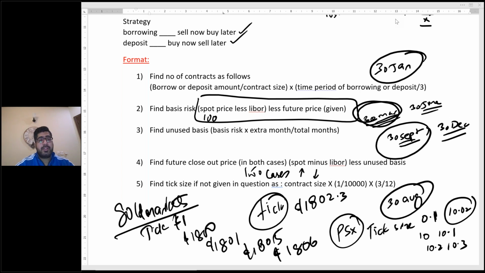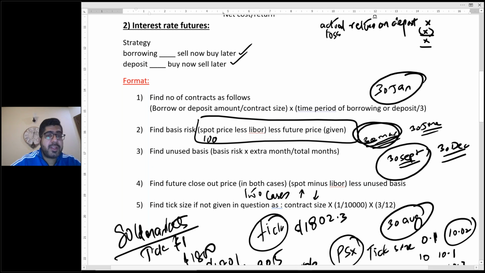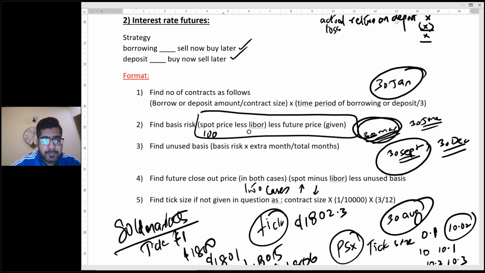Okay. So in interest rate futures, the strategy of borrowing is sell now, buy later; of deposit is buy now, sell later. Number of contracts is easy. Basis risk is easy: spot less LIBOR, less futures price, that's given. Then unused basis: you only get contracts for 30th March, 30th June, 30th September, 30th December. Anything extra means you have to take it for extra months in mid months. Then future closure price in both cases, increase or decrease, then tick if it's not given in the question.